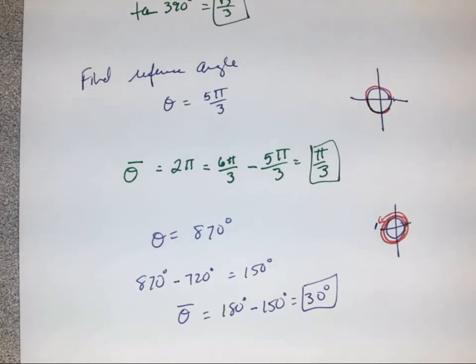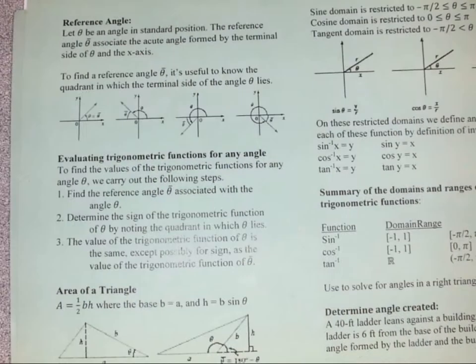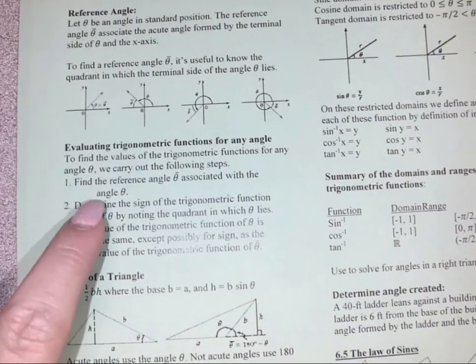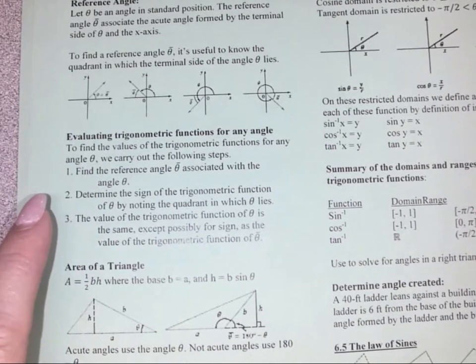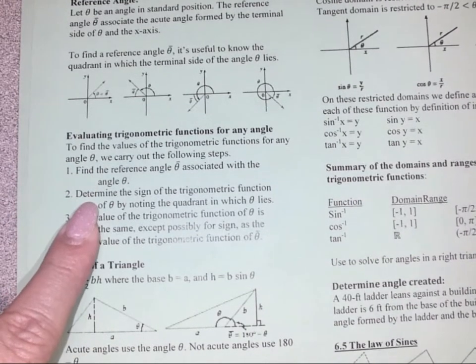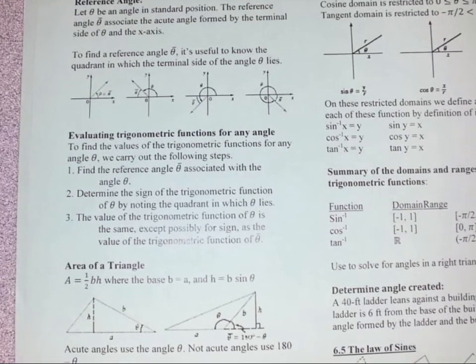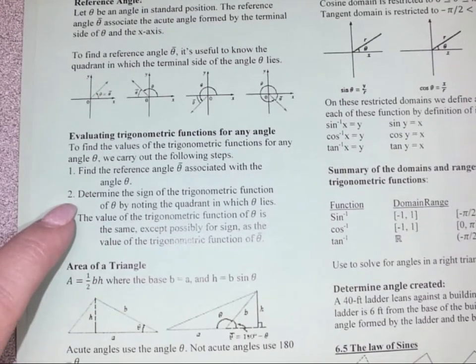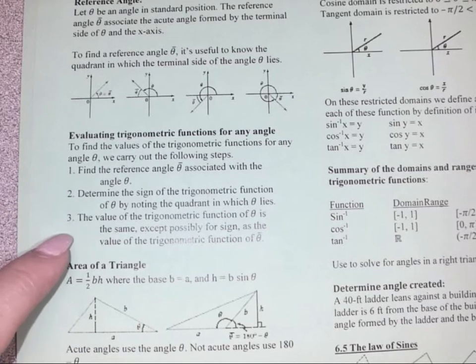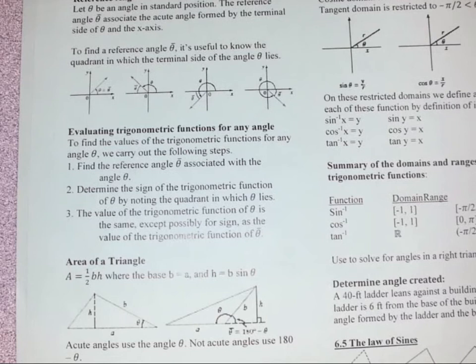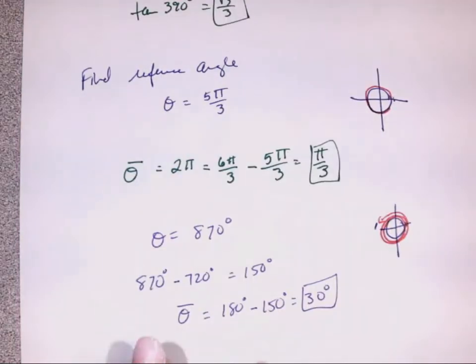We are going to use our reference angles to evaluate some trig functions. To find the values of trig functions for any angle theta, we carry out the following steps. We'll find the reference angle theta bar associated with the angle, determine the sign of the trig function by noting the quadrant, and then the value of the trig function of theta is the same, except possibly for the sign, as the value of the trig function of theta bar. All right, so we're going to use everything we've been using and a little bit more.